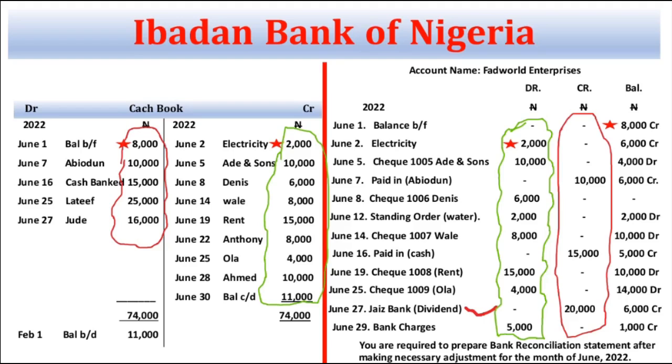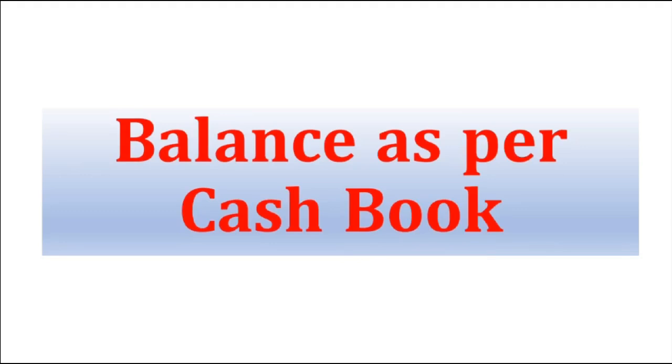For example, let's look at the standing order, which is 2,000 as we have it under the bank statement here. If we look at the cash book, there's no entry for it. So entries like that, and any other entries that appear under the bank statement but not in the cash book, will be added up and subtracted from the balance we are having in the cash book. After we do that, we balance the account, and the balance we are going to have is called the balance as per adjusted cash book.